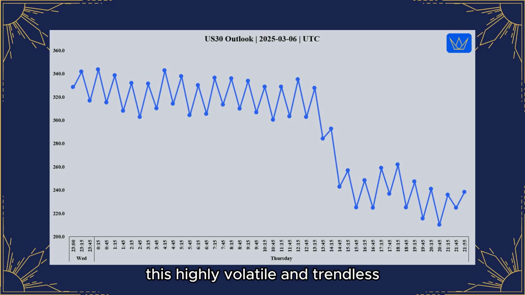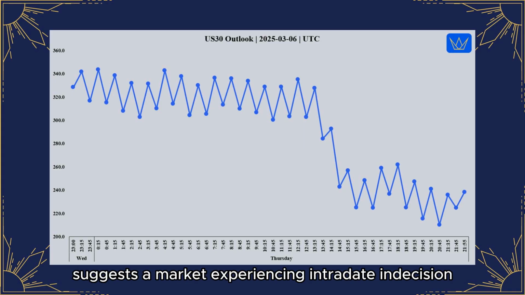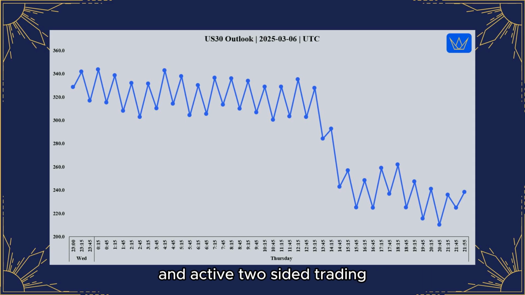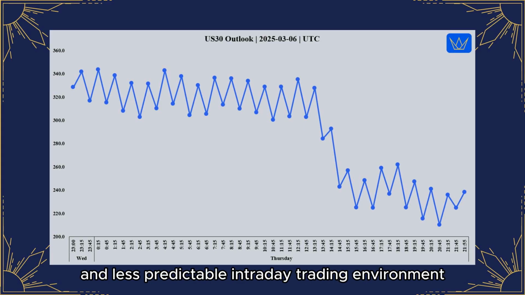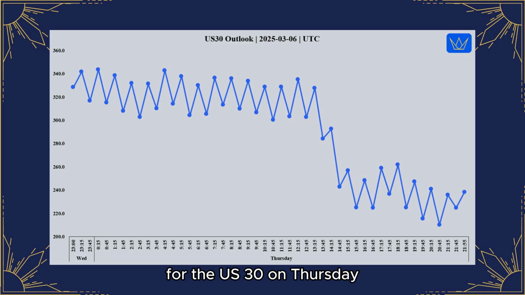This highly volatile and trendless mass pressure reading for the Us30 suggests a market experiencing intraday indecision and active two-sided trading. While cautiously optimistic fundamentals may support generally elevated mass pressure levels compared to other markets, the lack of clear trend and high volatility in the mass pressure data points to a potentially choppy and less predictable intraday trading environment for the US30 on Thursday.